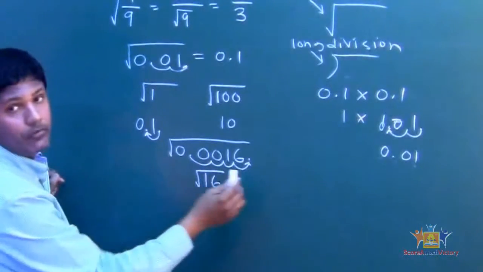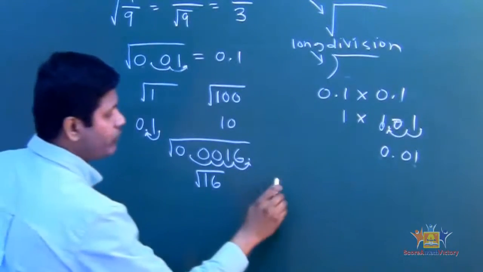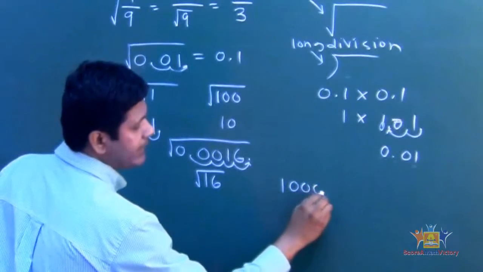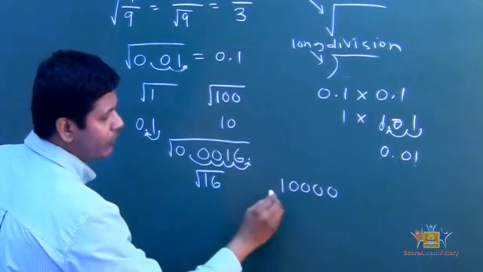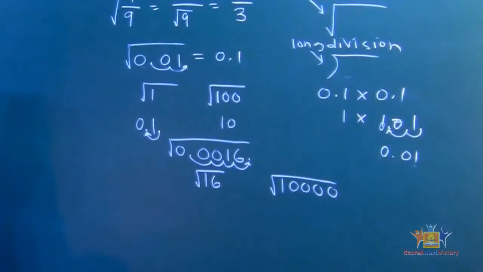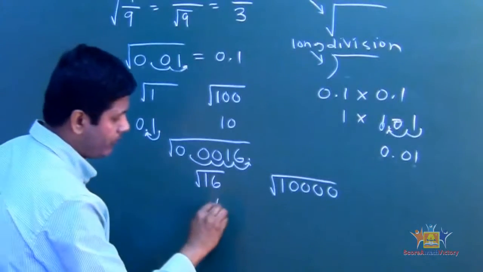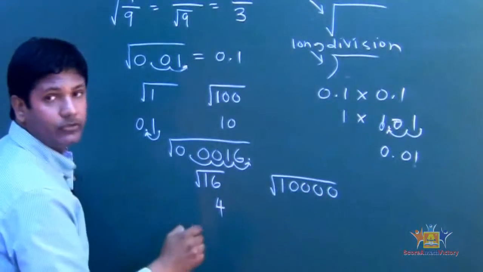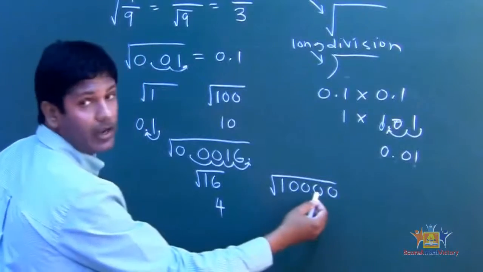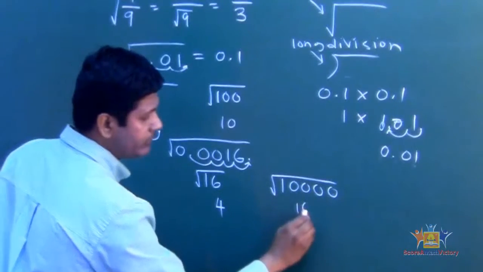Now how many times did I move? 4 times. That means 4 zeros. What would be the number with the 4 zeros? It will be 10,000. 1, 2, 3, 4. I want to find the square root of 10,000. First, what is the square root of 16? It's 4. What is the square root of 10,000? That means 100 times 100. See that? That means 100.